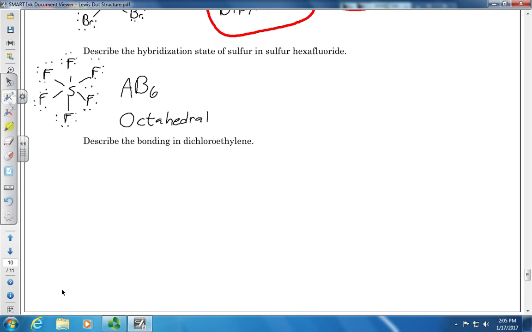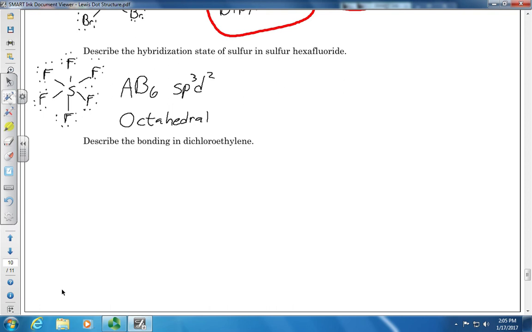But let's look at how we can represent this hybridization state. From the AB6, you can find that the hybridization should be sp3d2.